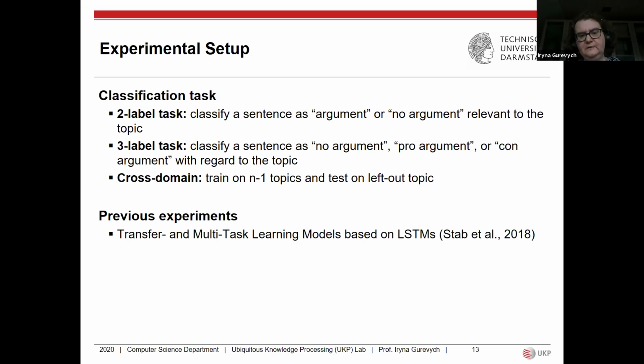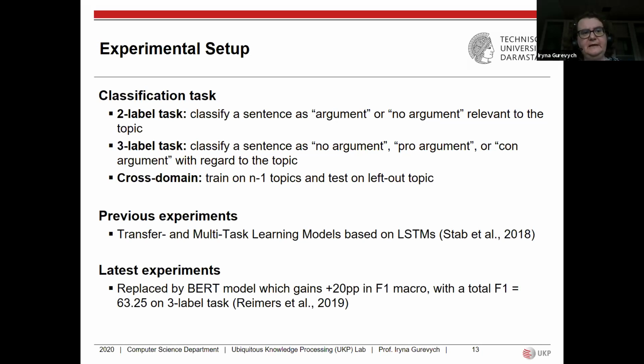So in our older work, we have developed several neural models for this. One of them is based on transfer and multitask learning, based on LSTMs. And in our latest experiment, we have replaced this by contextualized word embeddings. And the BERT model gives 20% improvement in F1 macro with a total of F1 resulting in 63.2 on a 3-label task, which is a more complex task.